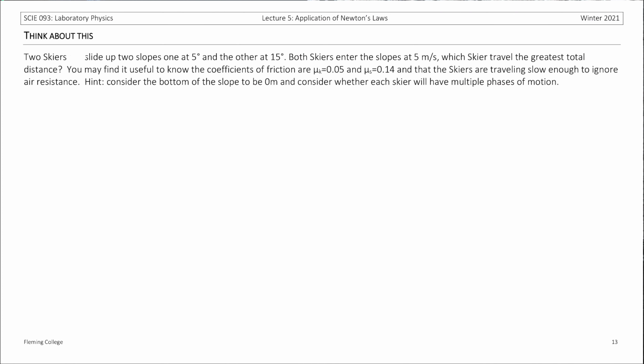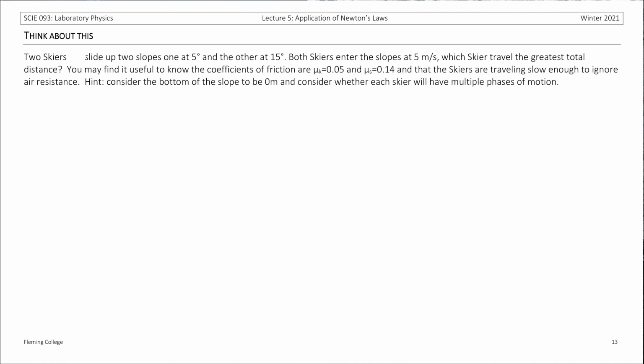This week, I'm going to leave you with our most difficult think about this to date. Two skiers slide up two different slopes, one at 5 degrees and one at 15 degrees. Both skiers enter the slopes at 5 meters per second. Which skier will travel the greatest total distance? You will find it necessary to know that the coefficients of friction are 0.05 for kinetic and 0.14 for static, and these are between the materials of waxed skis and dry snow. We can also make the assumption that the skiers are traveling slow enough to ignore air resistance.